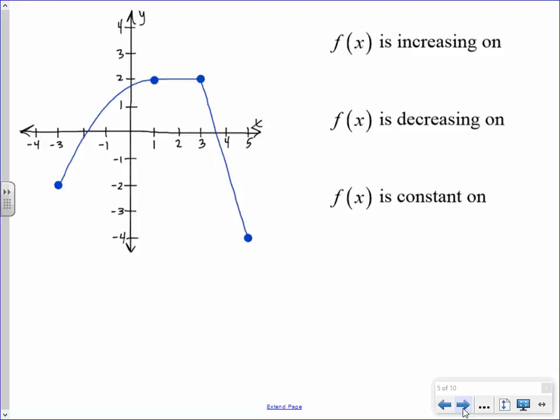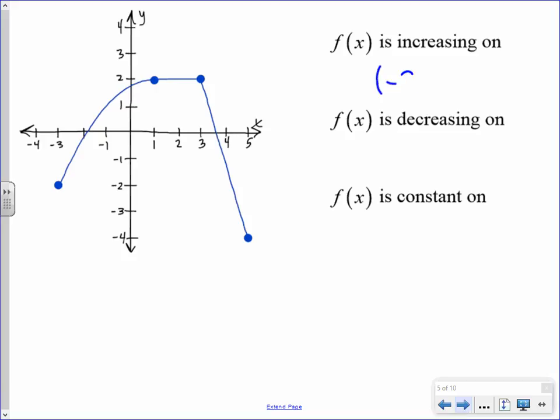As a pod, I want you to tell me when our function is increasing, decreasing, or constant. In that order. Oh wait, no, we're decreasing in the middle. It's decreasing from 3 to 5, and constant from 1 to 3. It's 5. Okay. Pod 5, when is our function increasing?